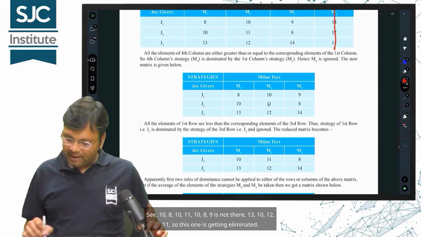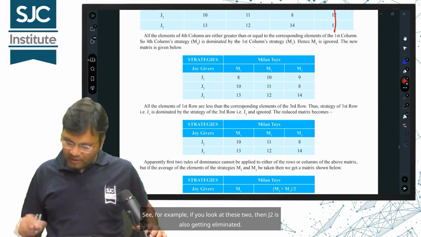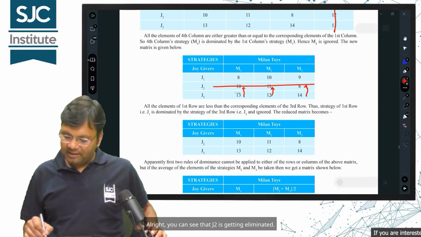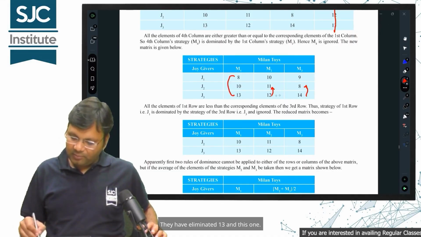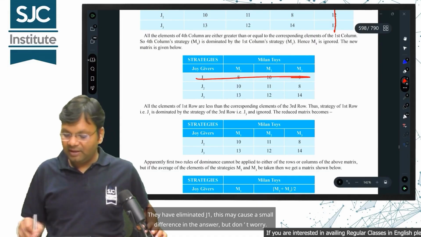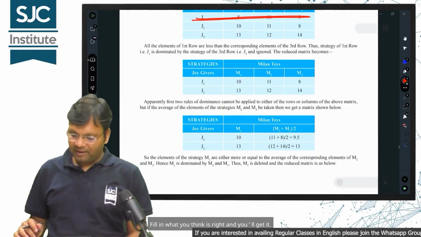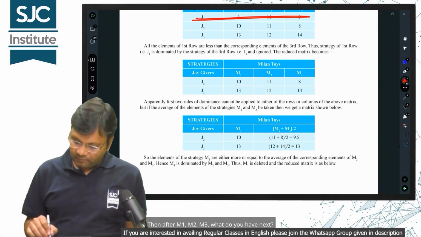See, 10, 8, 10, 11, 10, 8, 9 is not there, 13, 10, 12, 11. So this one is getting eliminated. Which one is getting eliminated? See, for example, if you look at these two, then J2 is also getting eliminated. Alright, you can see that J2 is getting eliminated. But what have they done in the solution? They have eliminated 13 and this one. They have eliminated J1. This may cause a small difference in the answer, but don't worry. Fill in what you think is right and you'll get it. Then after M1, M2, M3, what do you have next?